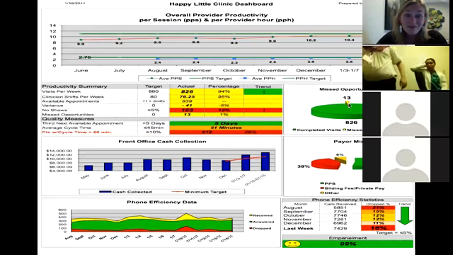Could have done better. I'm just kidding. That's pretty good. It's pretty good, isn't it? That's why it's yellow. It can't be green, but it's not red.